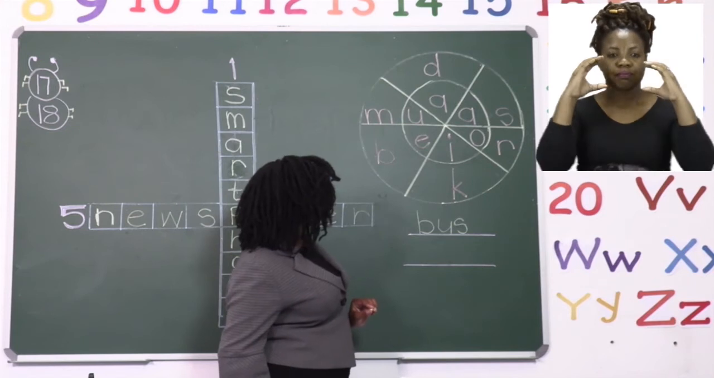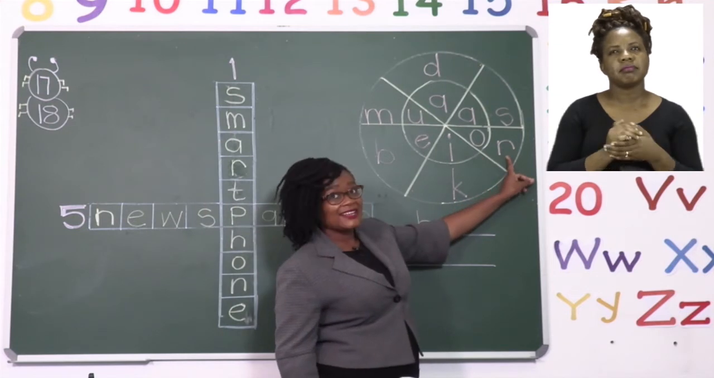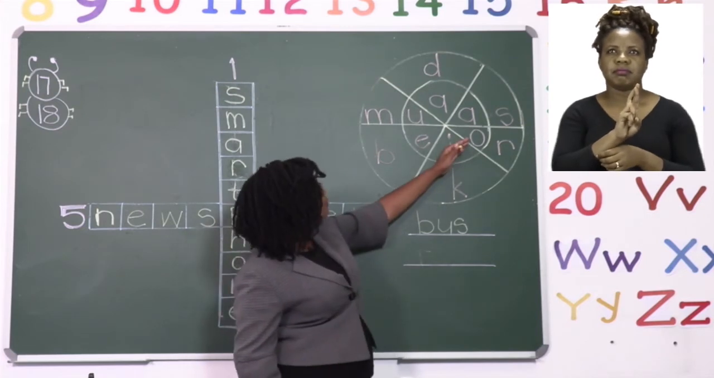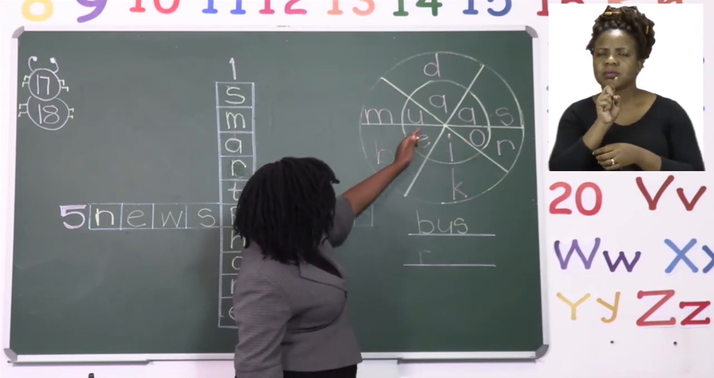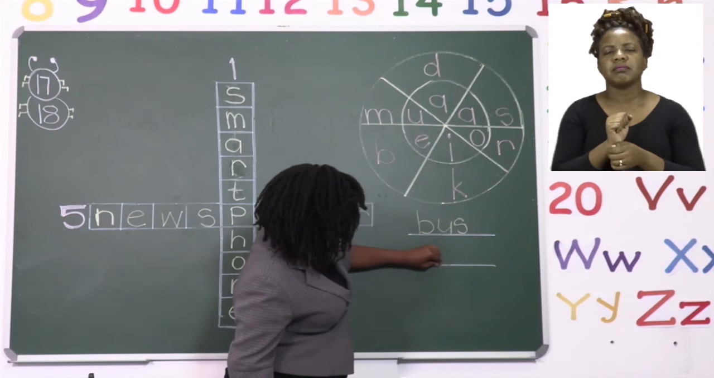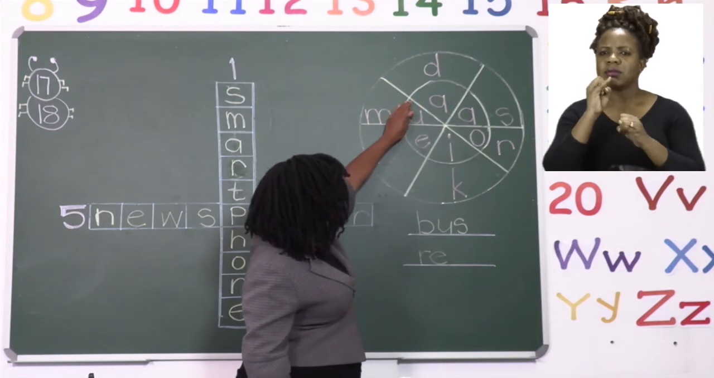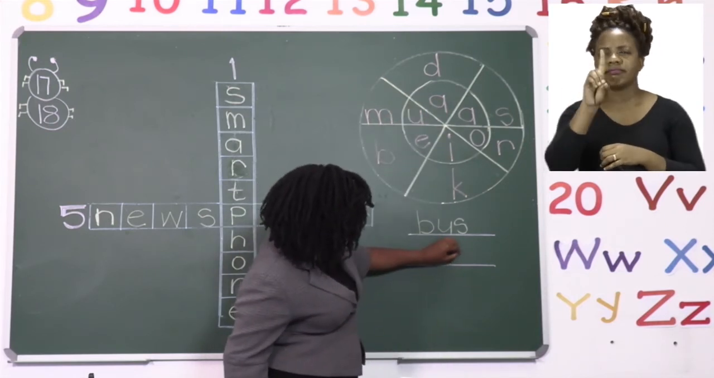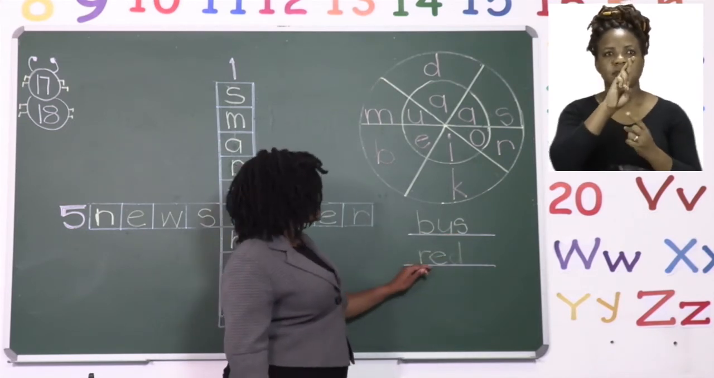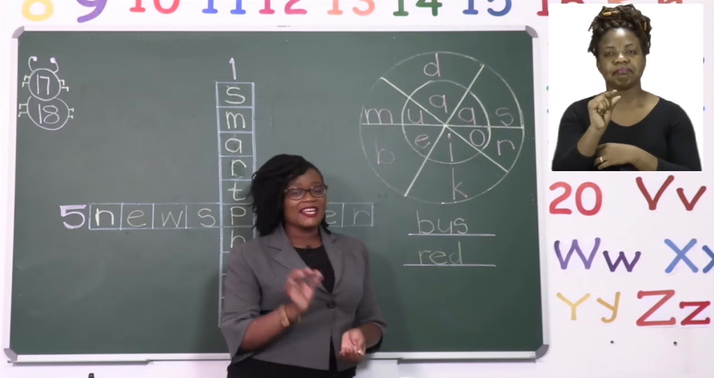Let's try another one. I am going to start with R this time. So I'm going to put my R and then go inside my wheel and say eh. So I have R, eh. And the last one outside the wheel, I will say D. R, eh, D. So my three letters have now made a word. Three letter word. Red.